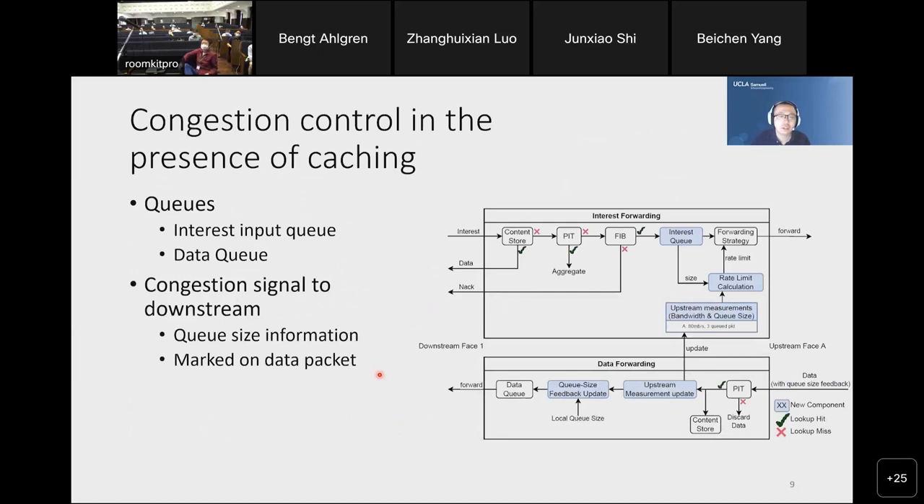Our congestion control algorithm design is based on the existing NDN forwarding pipeline. As mentioned, we added the idea to buffer incoming interests in an interest queue. We also added a feedback module that can piggyback local queue size information on data packets to previous hops. For each forwarder, when it receives upstream feedback, it processes that feedback and updates a local measurement table. This measurement table is later used to calculate a rate limit, which controls interest transmission and results in effective congestion control.